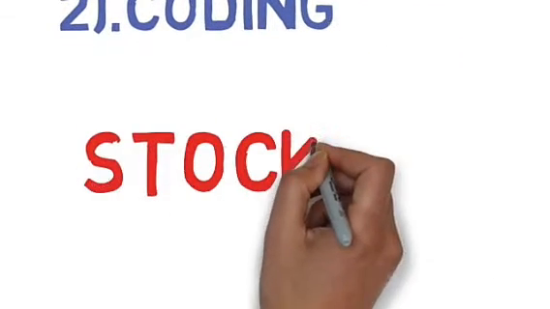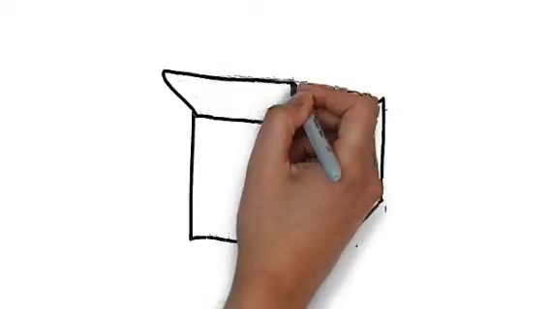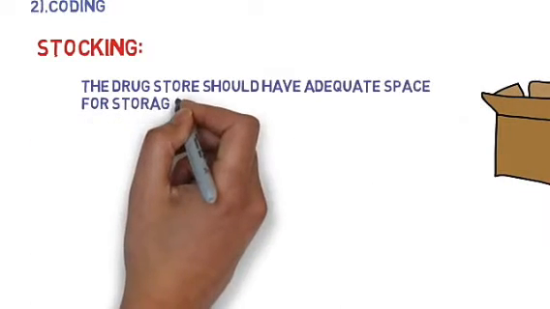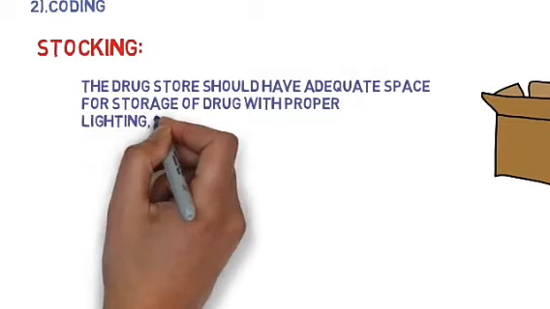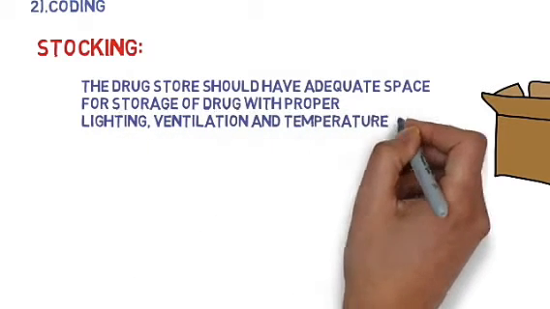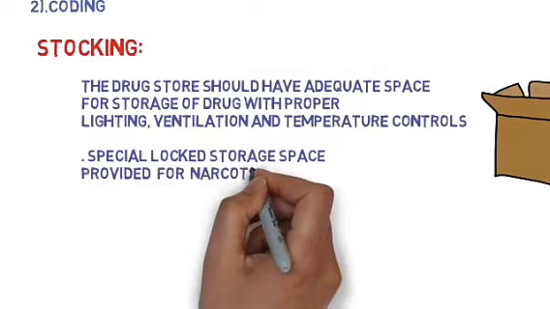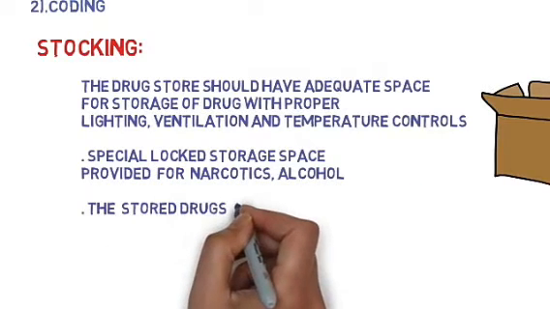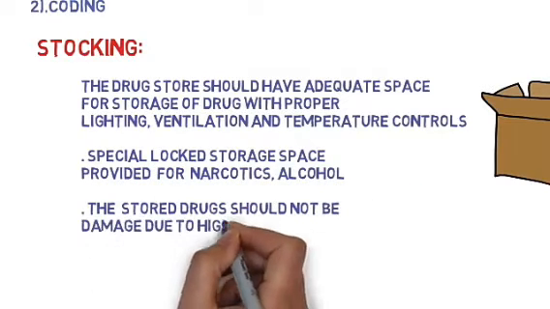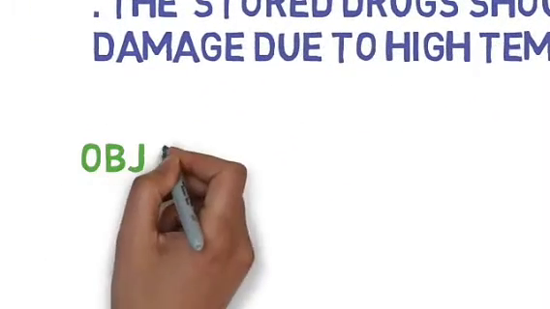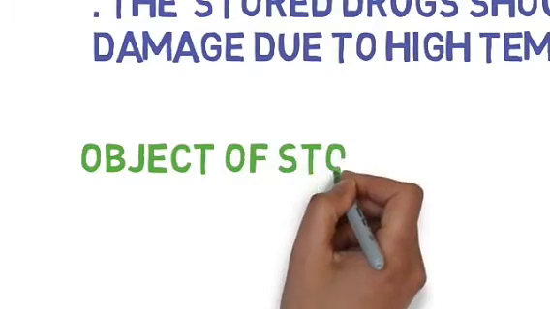We will discuss the topic of stocking. The drug store should have adequate space for the storage of drugs with proper lighting, ventilation, and temperature control. A special locked storage space is provided for the narcotics and alcohols. The stored drugs should not be damaged due to high temperature.